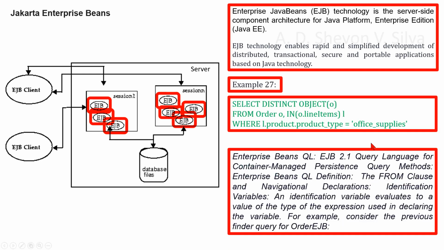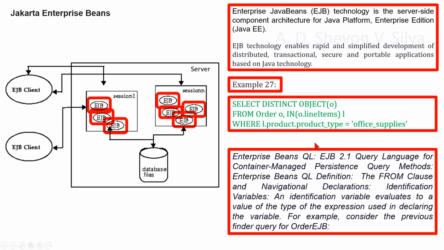Now we are considering identification variables in the from clause of navigational declarations in enterprise bean QL definitions in the EJB 2.1 query language for container managed persistent query methods. An identification variable evaluates to a value of the type of expression used in declaring the variable. For example, consider this query.